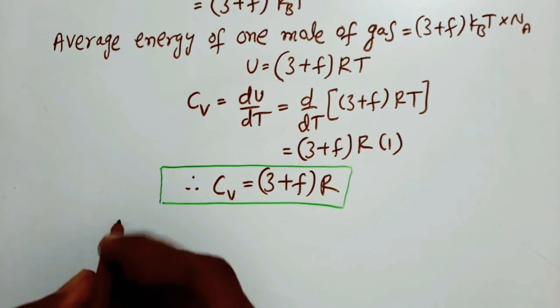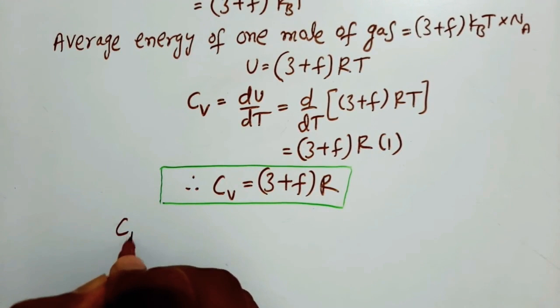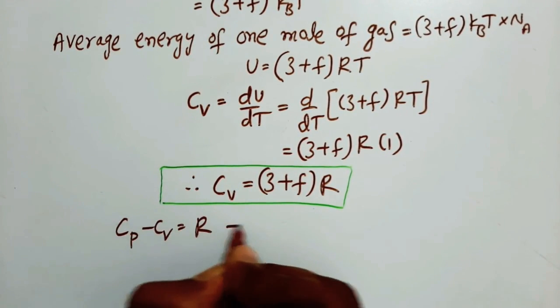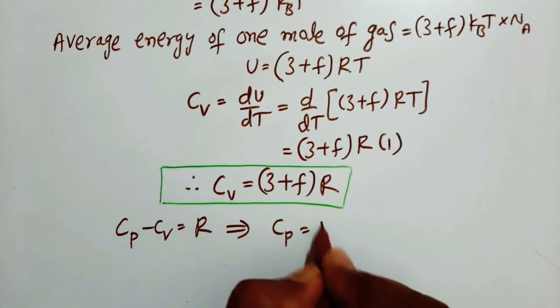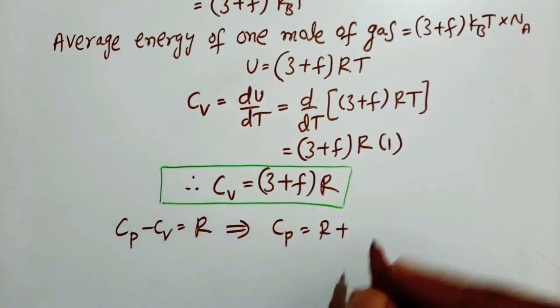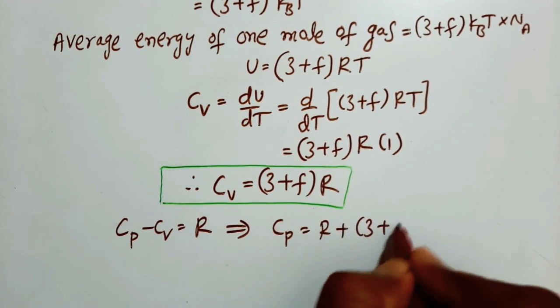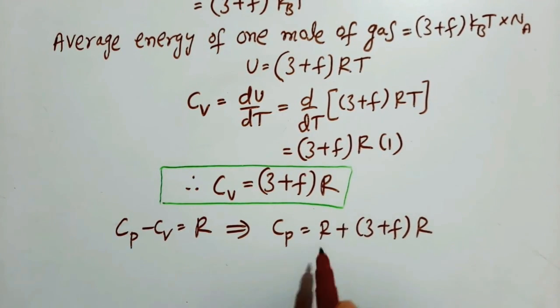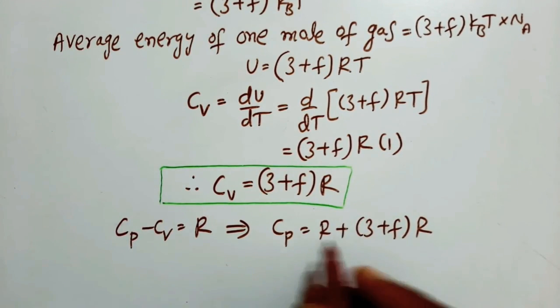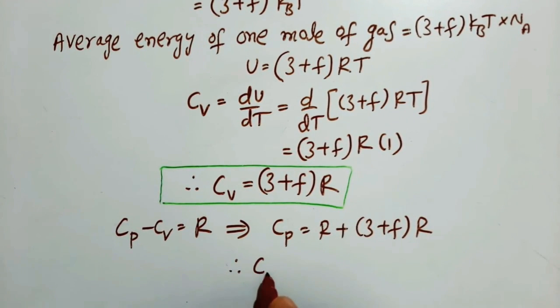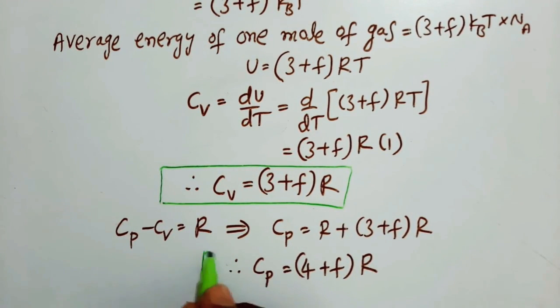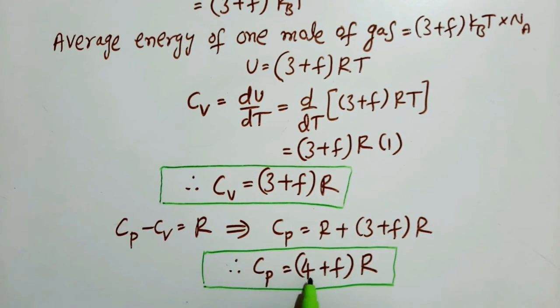We know Cp minus Cv is equal R. From this Cp is equal R plus Cv. Here Cv is 3 plus f into R. So R plus 3R, that is 4R. So from this we can write Cp is equal 4 plus f into R. Specific heat at constant pressure Cp is equal 4 plus f into R.